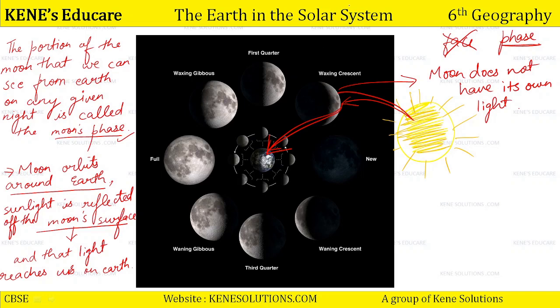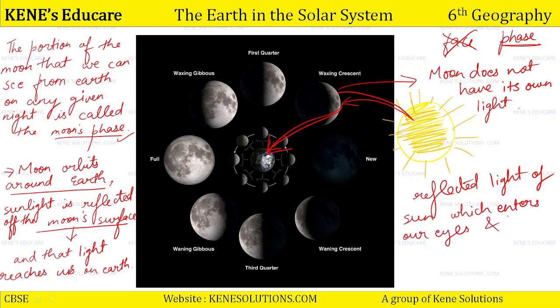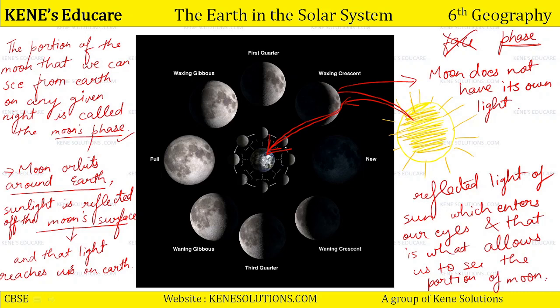Okay? So actually, it's the reflected light of the sun which enters our eyes, and that is what allows us to see the portion of the moon. Okay? Please note it down.